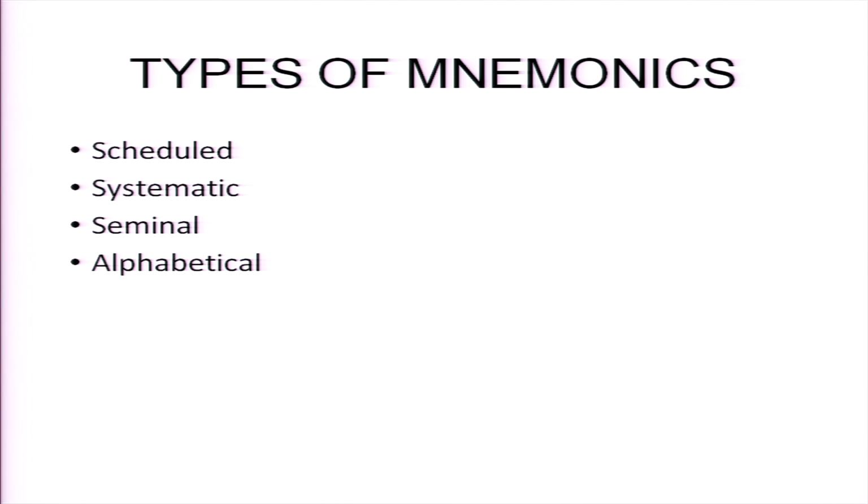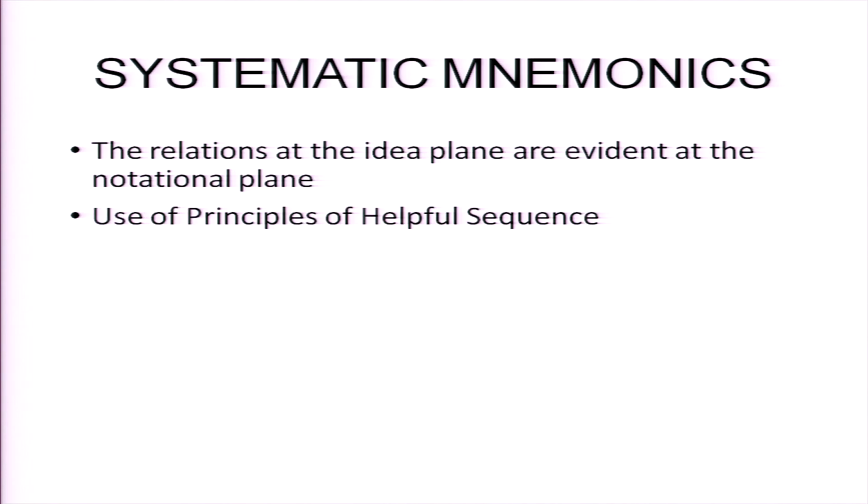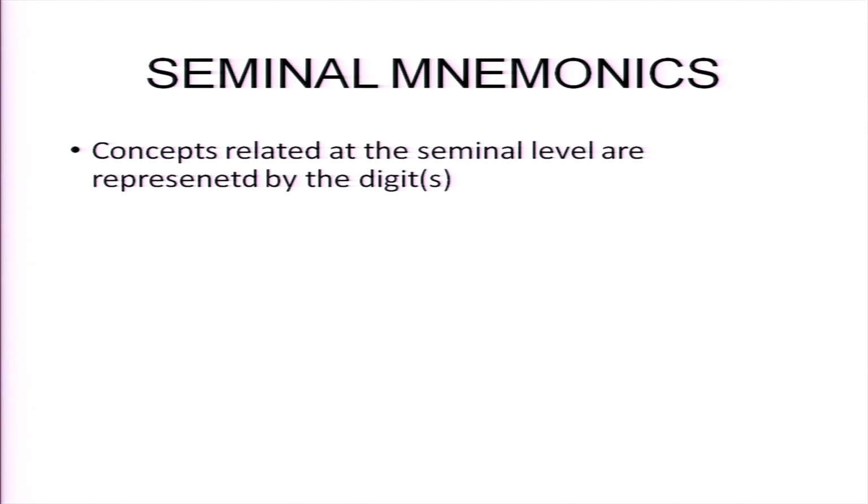That quality of notation in colon classification is called mnemonic quality. There are different types of mnemonics in the notation of CC. These are the scheduled mnemonics, systematic mnemonics, seminal mnemonics and alphabetical mnemonics. And these really operate at the idea plane as well as the notational plane, and therefore the same set of digits are used to express similar concepts, and this really helps us to remember.